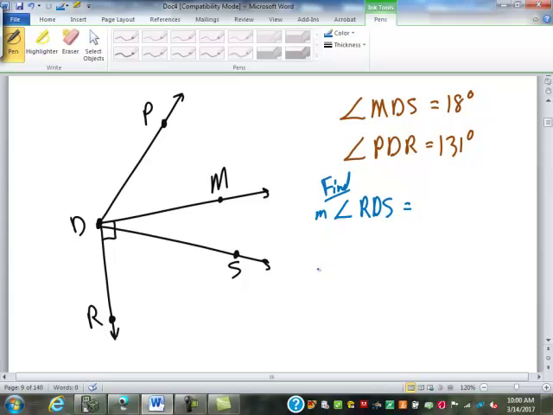I didn't put the M in front of it, so I'm asking the question. The measure of angle PDM and the measure of angle PDS. Find those for me, please.